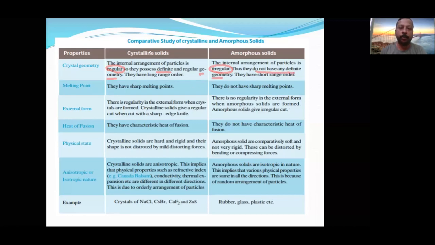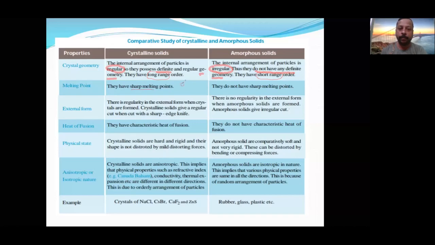And one more very important keyword: crystalline solids have long range order. People think that as an opposite word amorphous solids don't have any range order. Okay, they do have order, but what do they have? Short range order. It is irregular, agreed, but in some places, to some extent, they will maintain the order. And next, crystalline solids have a sharp melting point.